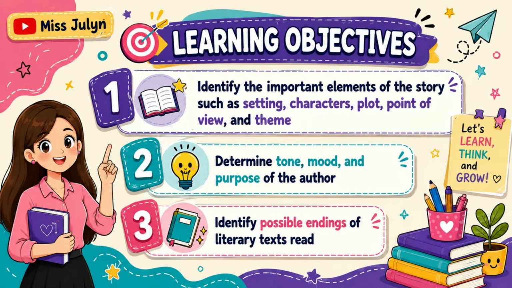Learning objectives: 1. Identify the important elements of the story, such as setting, characters, plot, point of view, and theme. 2. Determine tone, mood, and purpose of the author. 3. Identify possible endings of literary text read.